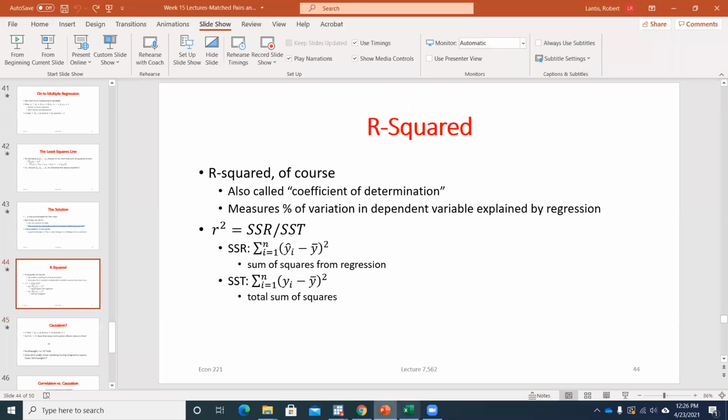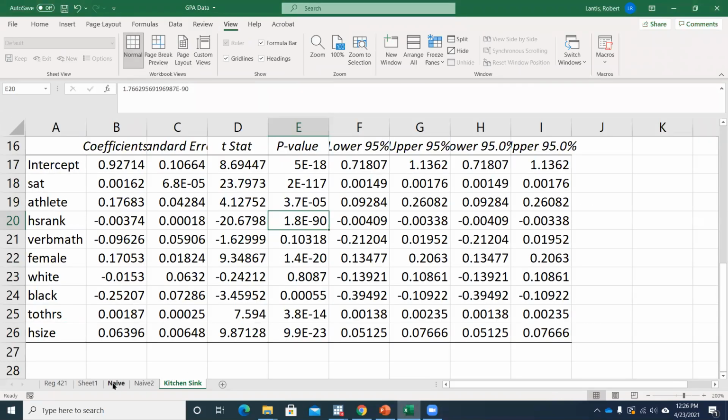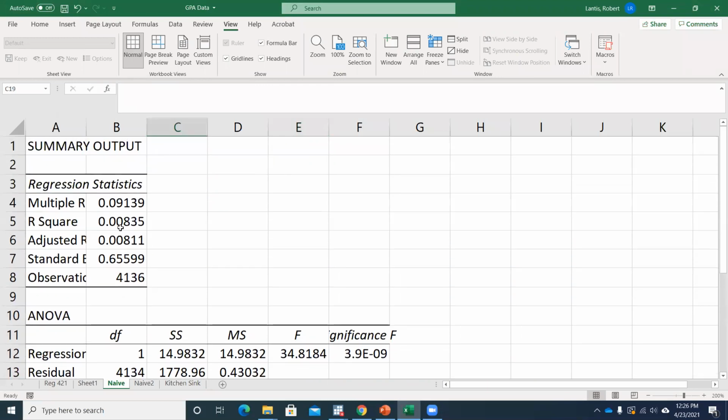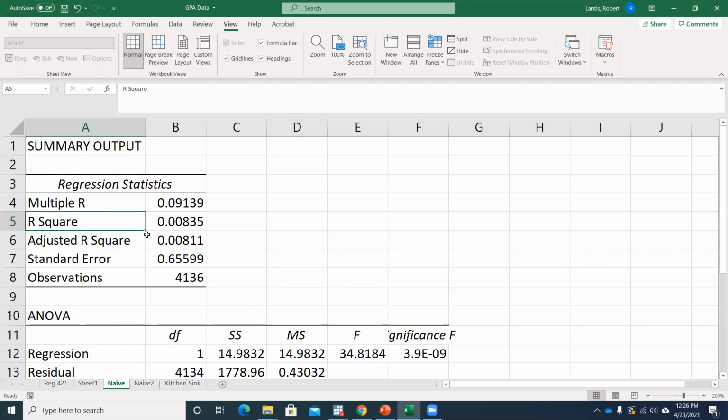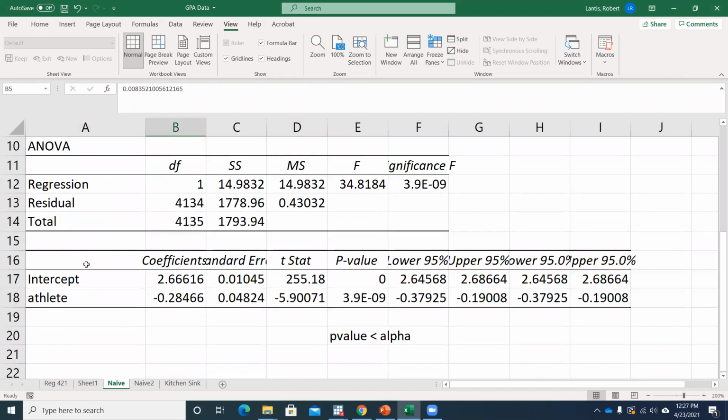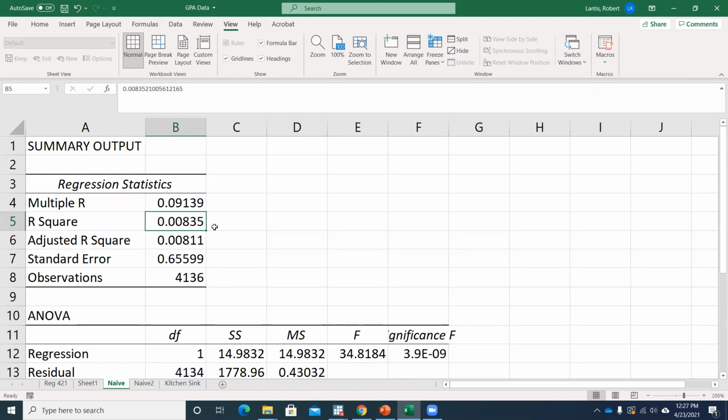Okay? So just to give you some examples of this, let's look at that naive regression we had. Here the R squared is 0.008. You'll notice there's a couple different R things in here. We're not going to go quite that far in this class, so you can just focus on this R squared. Don't worry about multiple or adjusted R squareds. So we look at the R squared. The proportion of the variation in GPAs that we're explaining with this student athlete variable is 0.008 or 0.8%, right? Move the decimal two places to make it a percentage.